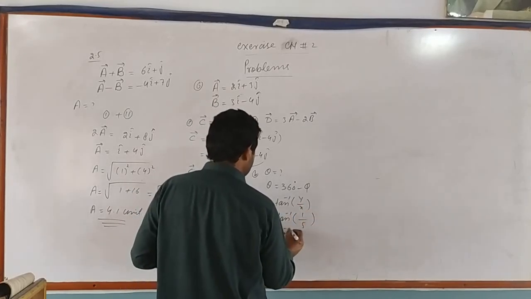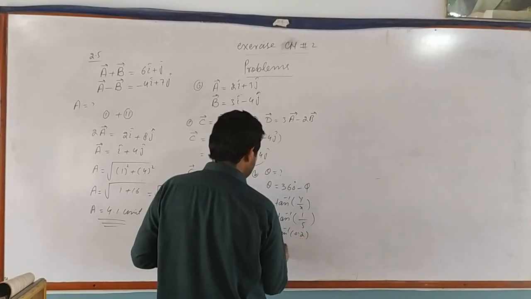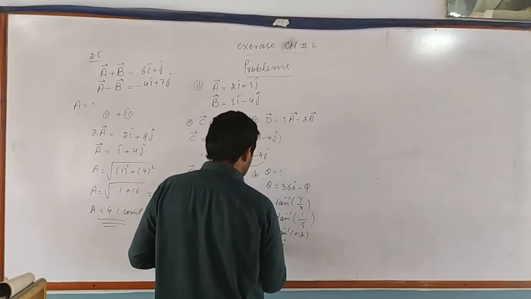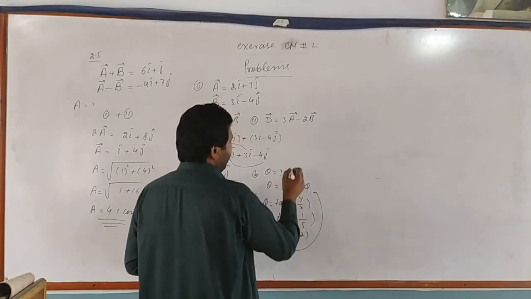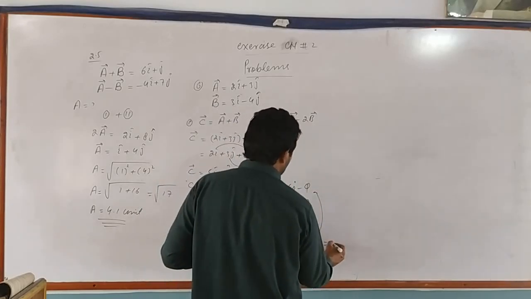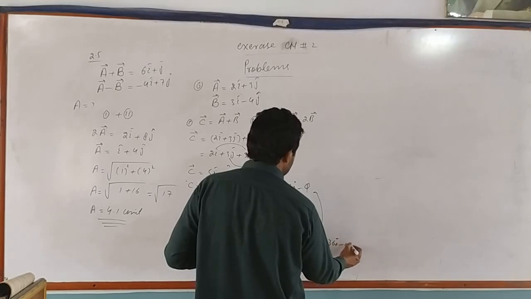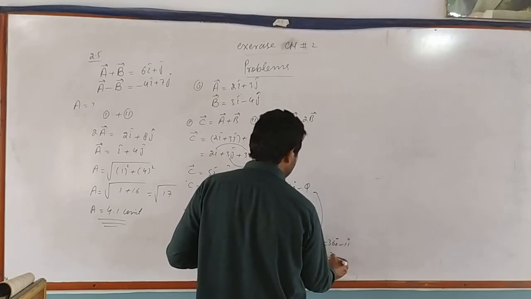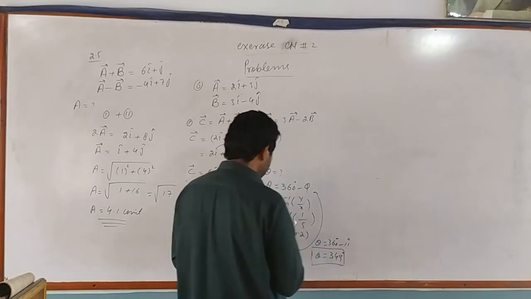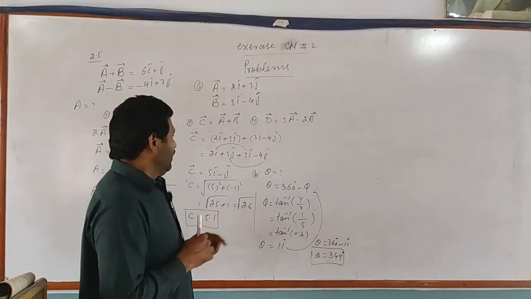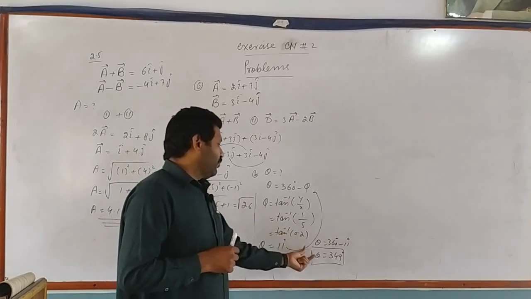tan inverse 0.2 is equal to 11 degrees. Putting the value of this phi in the formula, theta is equal to 360 degrees minus 11 degrees, which is equal to 349 degrees. This is the orientation of vector C with respect to the x-axis.